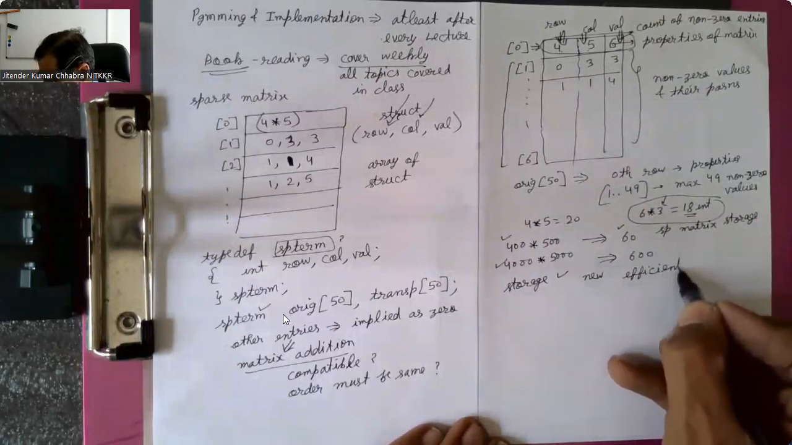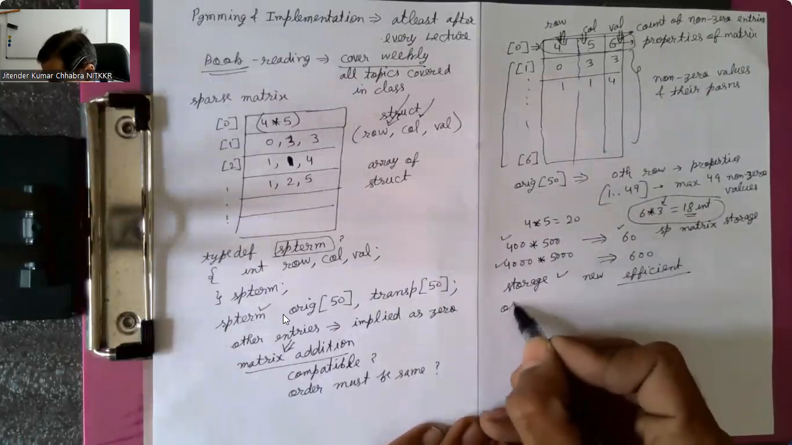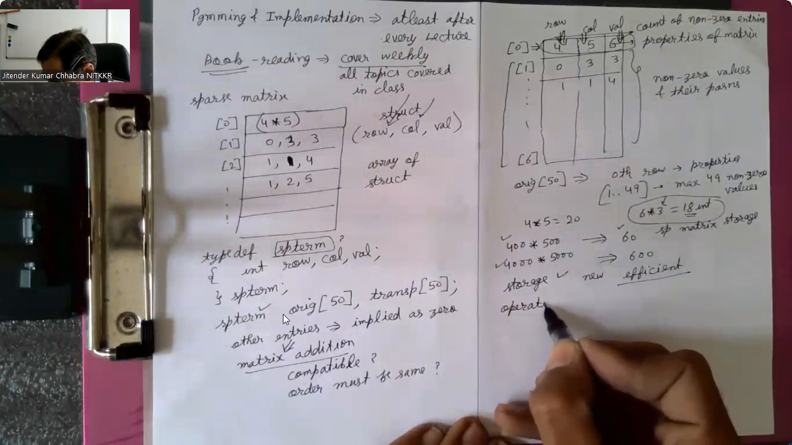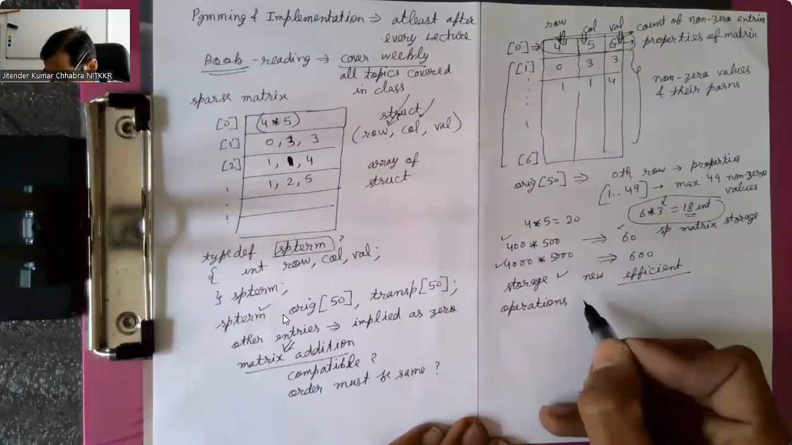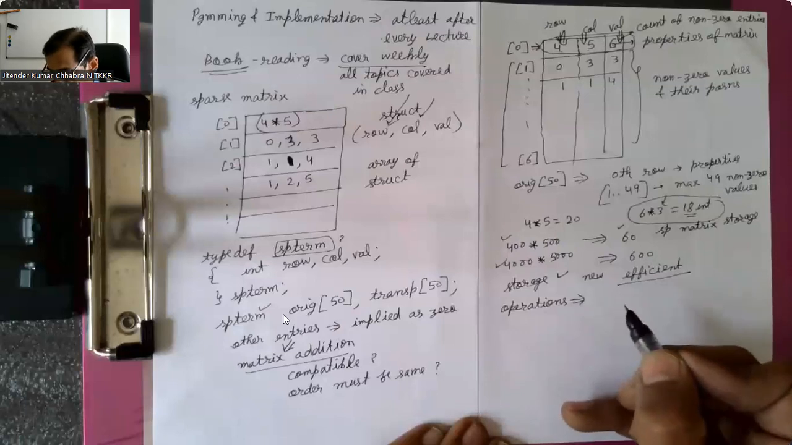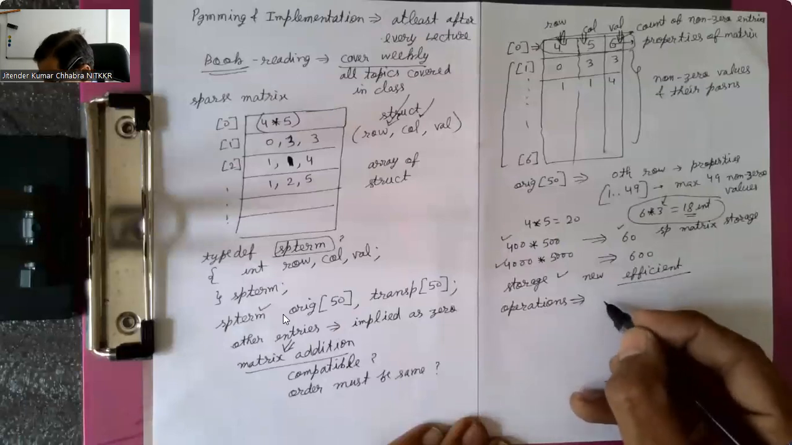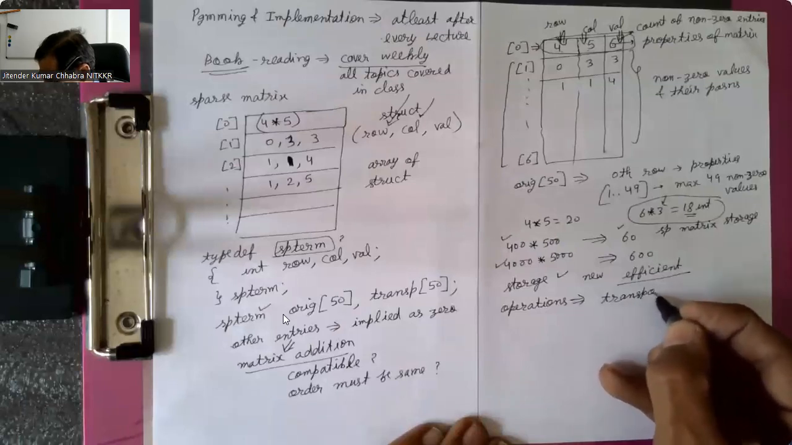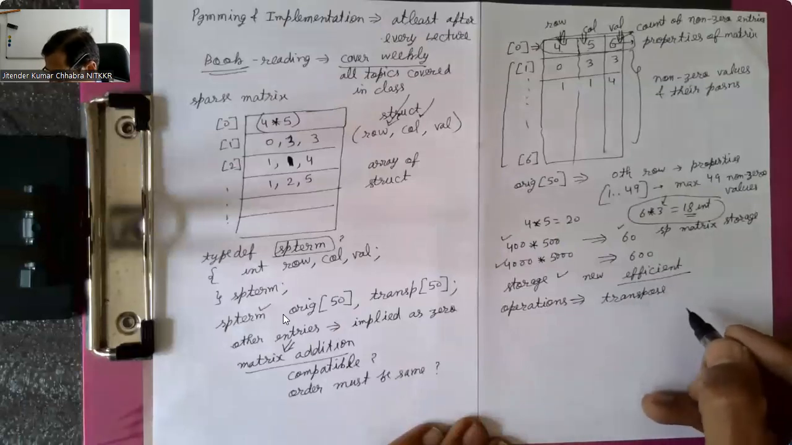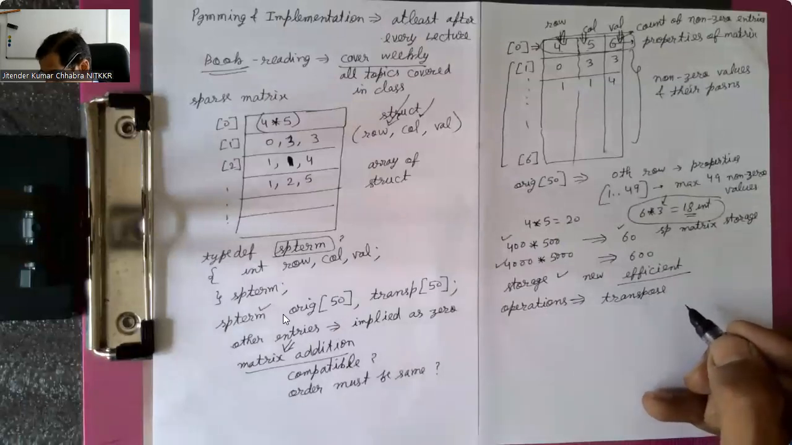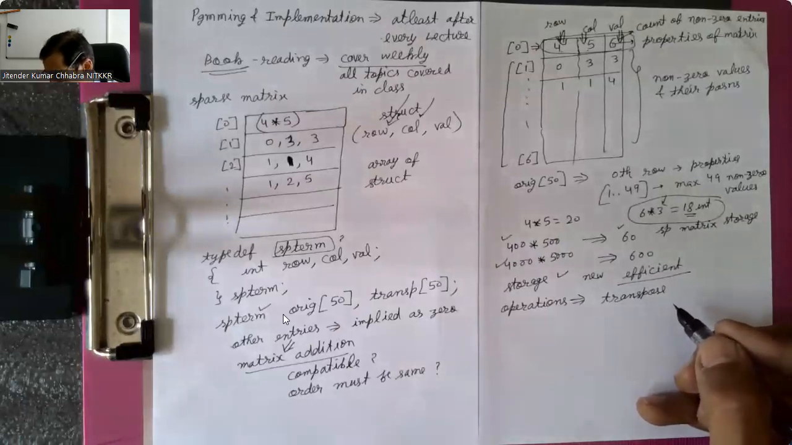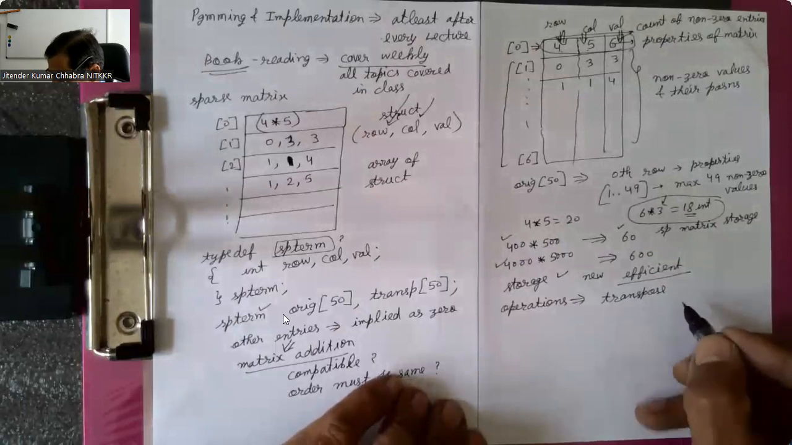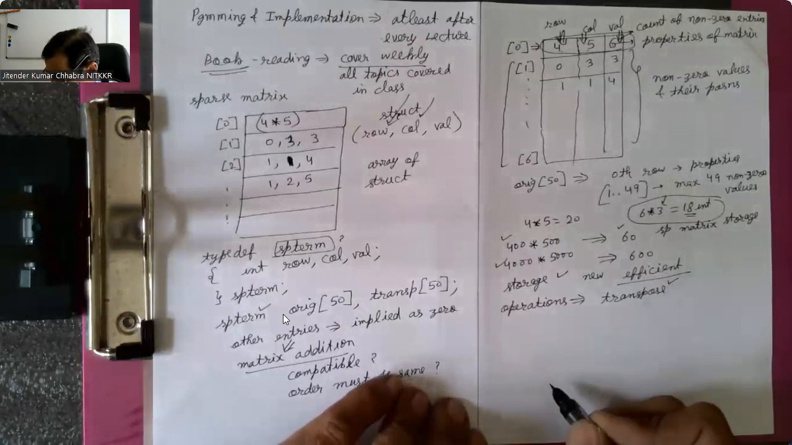But once I have done this, of course, now I have to look at the operations. Operations mean what are we going to do on this. So today our focus is to find the transpose of a sparse matrix. Of course, addition and later maybe multiplication can also be targeted. But transpose and addition are very commonly used for sparse matrices in various engineering applications. So that will be our focus.